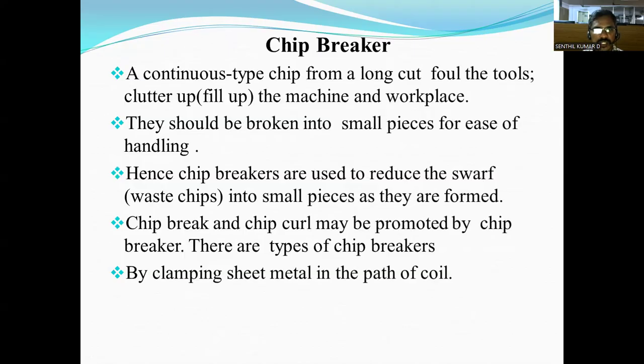Now, what is the use of a chip breaker? A continuous type chip forms a long coil, fouls the tools. Clutter will fill up the machine and the workpiece. They should be broken into small pieces for the ease of handling. Hence, chip breakers are used to reduce the swarf, that is, waste chips into small pieces as they are formed. Chip break and chip curl may be promoted by the chip breaker. There are some types of chip breakers available. One is by clamping sheet metal in the path of the coil.